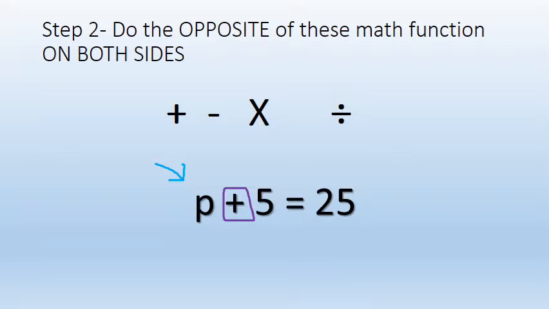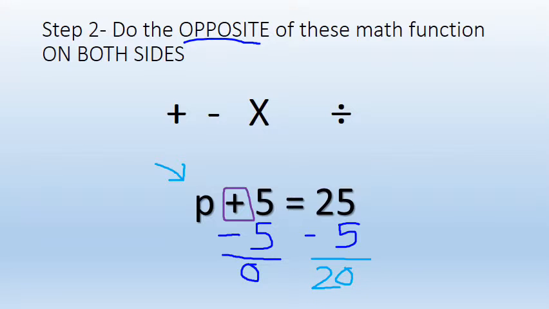So, since I see that addition is what this problem is asking for, I do the opposite of addition on both sides. It says plus 5, so I subtract 5 on this side. I will also subtract 5 on this side. And if you've done this correctly, 0 should end up on one side, and we have our answer for the variable on the other side. So our answer is on the equal side.